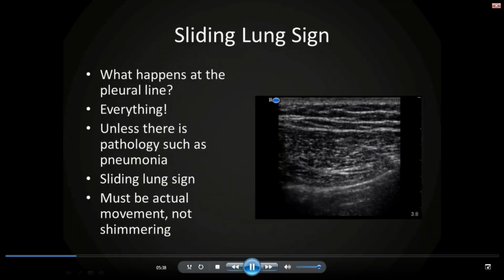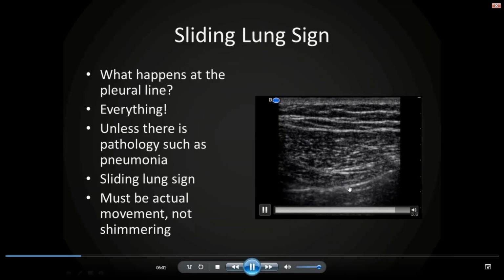Now, what happens at the pleural line? One answer is just about everything, almost everything we're interested in, because we don't see any farther unless there's some pathology like pneumonia. And the key for us is this sliding lung sign, and that's the most commonly accepted terminology. And this is the pleural line. We're seeing the visceral and parietal pleura moving against each other as the lung ventilates or expands, but typically we cannot make out individual pleural layers unless there's some significant pathology involved. And there must be actual movement, as we're seeing here, not just shimmering. And this can be a potential pitfall.